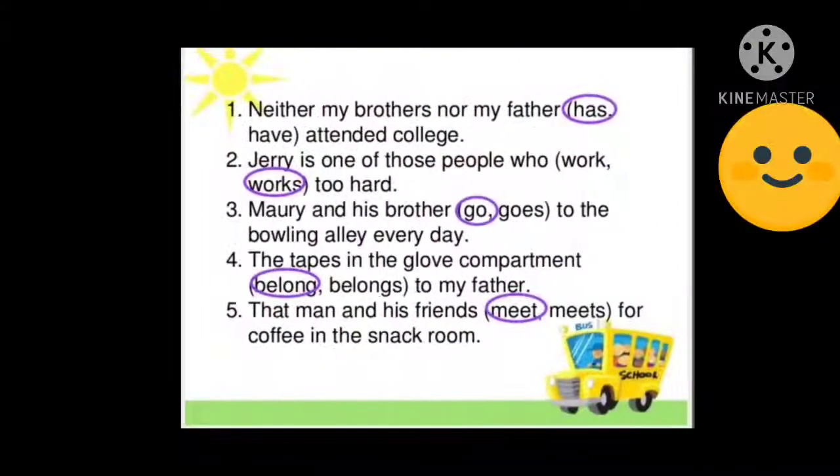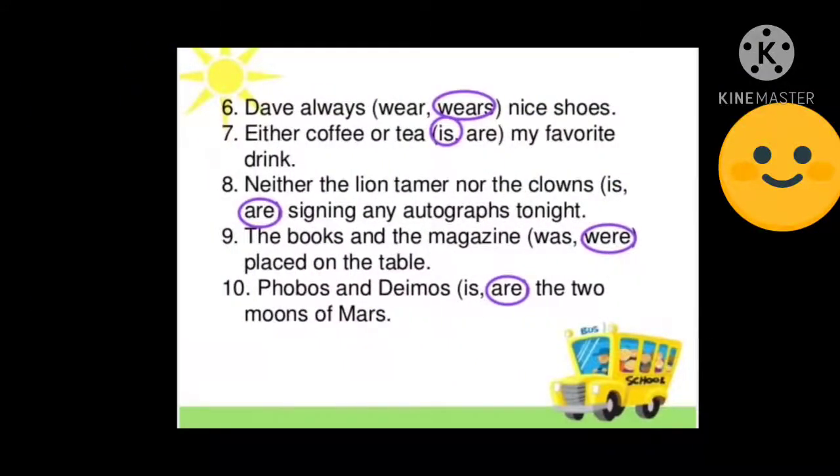Let us see the answers. Look here. First one has, next works, next go, next belong, next meet, and the sixth one, they being the singular subject, singular verb wears. Either coffee or tea: tea is the nearest noun to the verb, so is. In the eighth one, neither the lion tamer nor the clowns, the clowns being the nearest subject, we go with plural. The books and the magazine, both are two subjects connected by and, so were. Phobos and Deimos, both are two nouns connected by and, so the general rule says the verb must be plural.